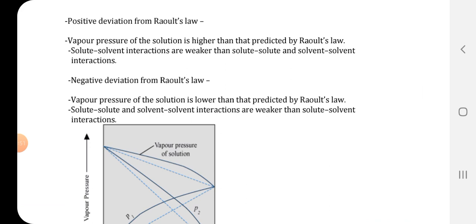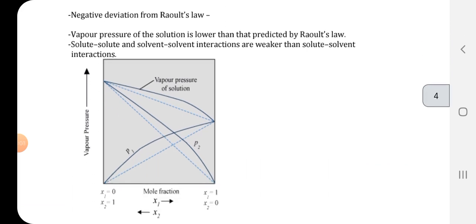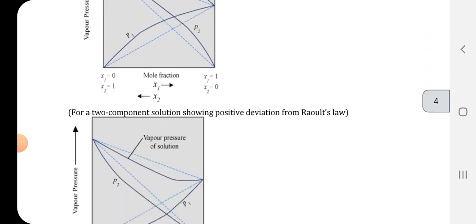Positive deviation from Raoult's law: the vapor pressure of the solution is higher than that predicted by Raoult's law, and solute-solvent interactions are weaker than solute-solute and solvent-solvent interactions. Negative deviation from Raoult's law: the vapor pressure of the solution is lower than that predicted by Raoult's law, and the solute-solute and solvent-solvent interactions are weaker than solute-solvent interactions.